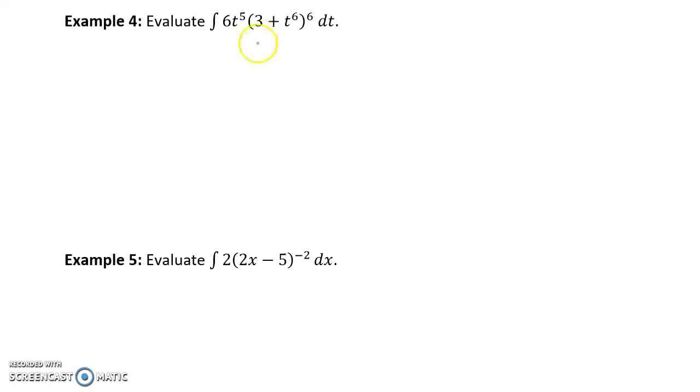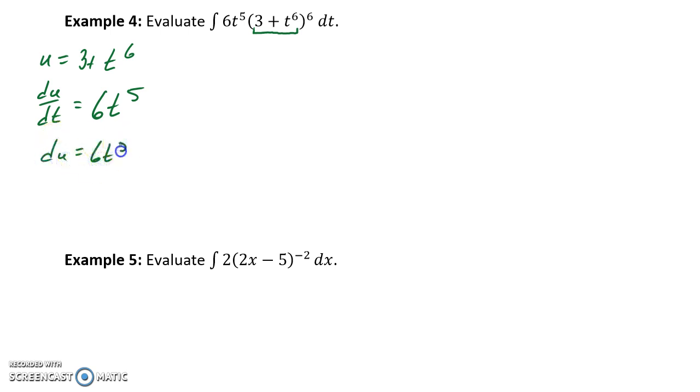In example 4, we again start by identifying the interior function, which in this case is 3 plus t to the 6th. We'll take the derivative of both sides of that substitution statement, which in this case is in terms of t instead of x. But the derivative would follow the same property. So this would become 6t to the 5th. And then multiplying both sides by dt would give us 6t to the 5th dt.